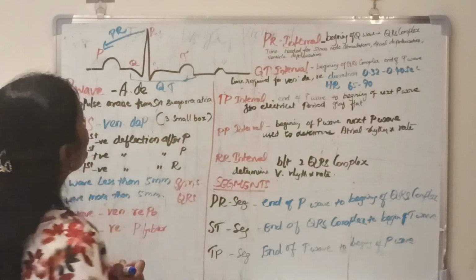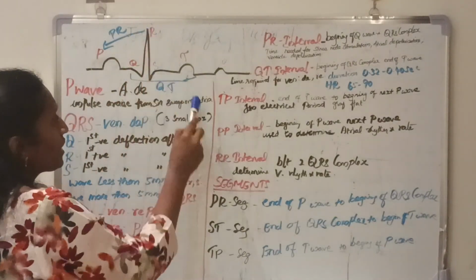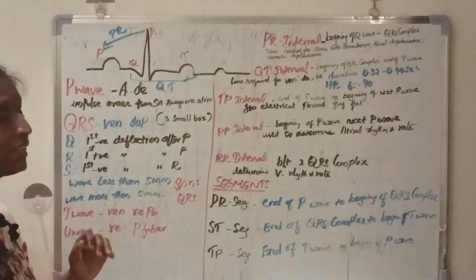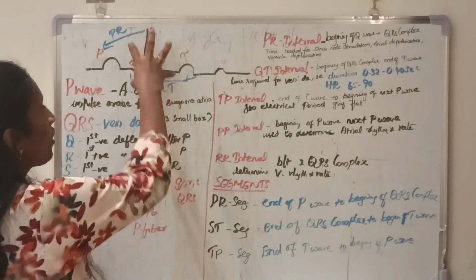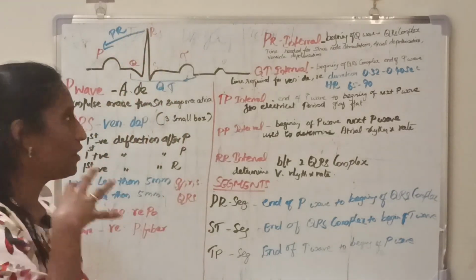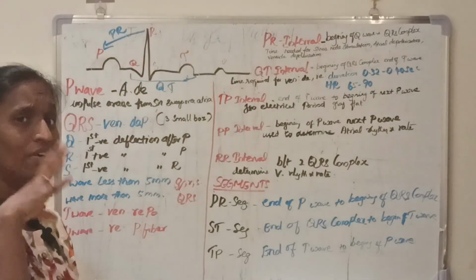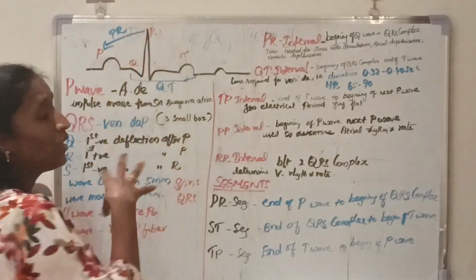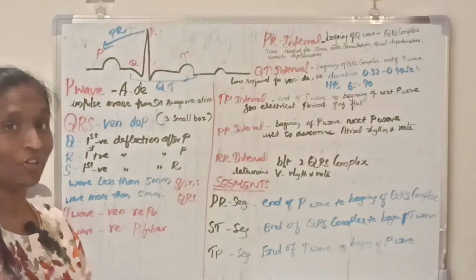QT interval. The QT interval is the beginning of the QRS complex to the end of the T wave. Here, the QRS complex is ventricular depolarization, and the T wave is due to ventricular repolarization. So within this interval there is both depolarization and repolarization of the ventricles.